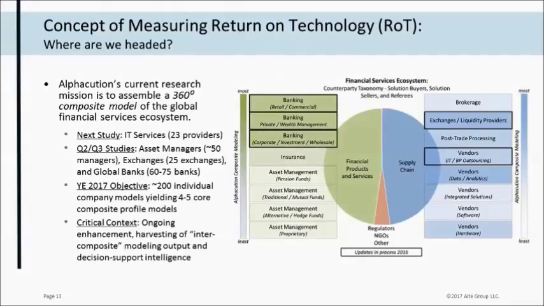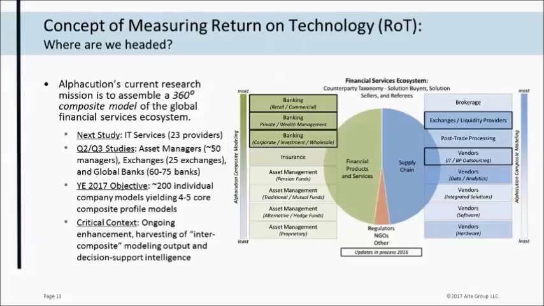Looking a little bit at the roadmap, we have a very ambitious and busy plan for the year ahead. This slide just represents what we're looking to accomplish this year. The vision goes quite a bit beyond that, which is ultimately to develop and assemble a 360-degree composite model of the financial services ecosystem so that we can look at the ecosystem from all these various perspectives and use that context to define themes and narratives of what's really happening based on the data and the modeling.